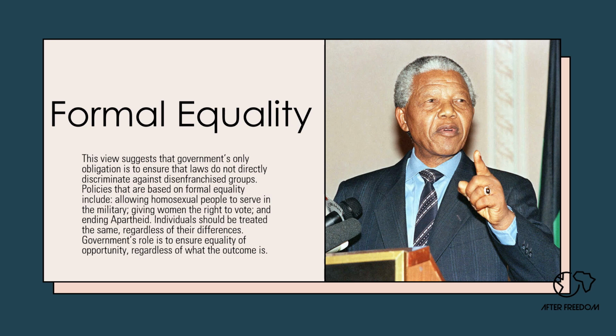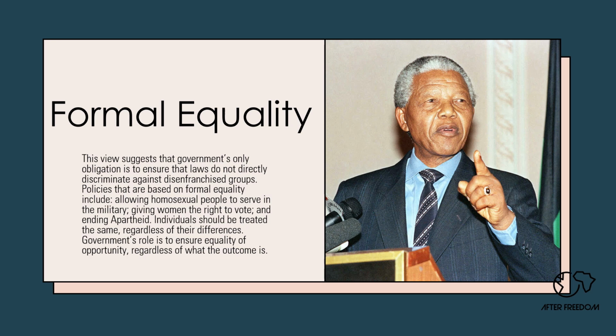Formal equality. This view suggests that the government has an obligation to make sure that the laws don't discriminate against marginalized groups. So they have the obligation to make sure that the law treats everyone equally. Formally speaking, everyone should be treated equally according to the law, irrespective of what the outcome is. So formal equality suggests that if everyone is given the same rights and the same law, that is when the government's intervention on changing society stops, basically. And there shouldn't be anything beyond just making sure that the laws are set up to treat everyone equally.